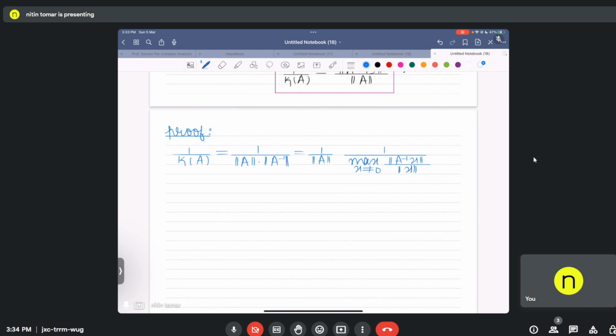Yes, sir. Yes or no? Yes. Because this is just the definition of norm A inverse. This part is just the definition of norm A inverse, 1 upon norm A inverse. This part is norm A inverse. This is what I want to say.